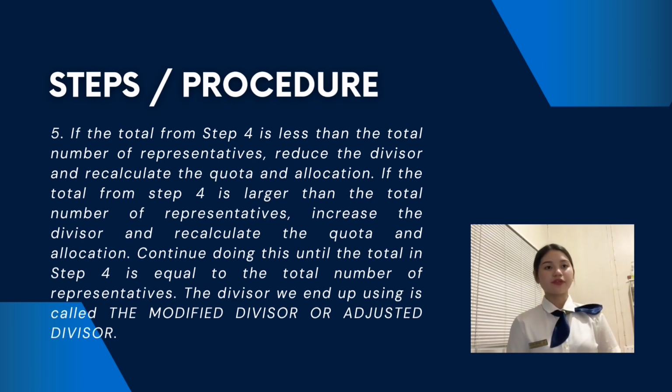If the total number from step 4 is less than the total number of representatives, reduce the divisor and recalculate the quota and allocation. If the total from step 4 is larger than the total number of representatives, increase the divisor and recalculate the quota and allocation. Continue doing this until the total in step 4 is equal to the total number of representatives. The divisor we end up using is called the modified divisor or adjusted divisor.